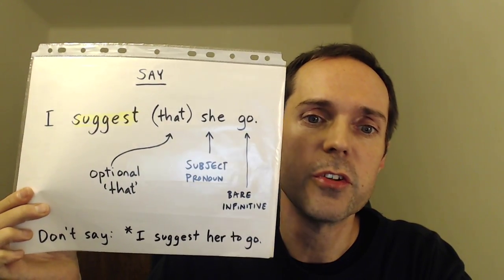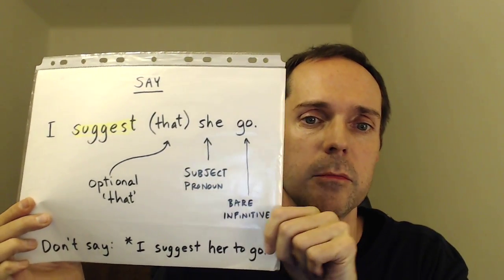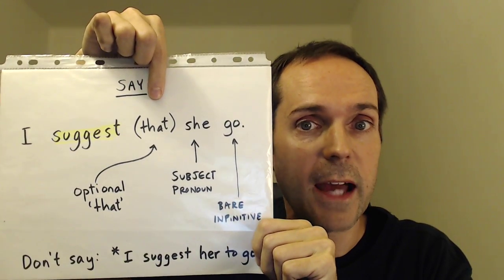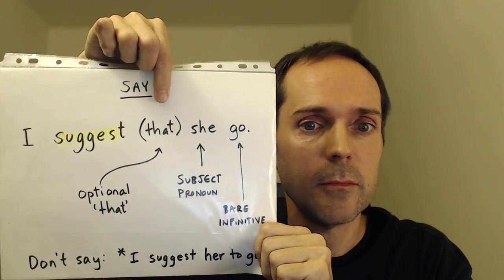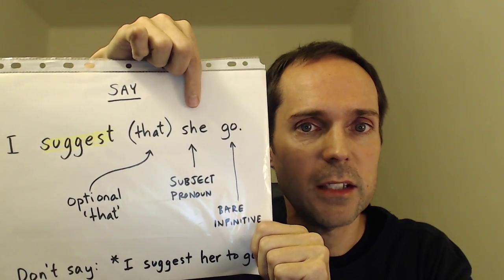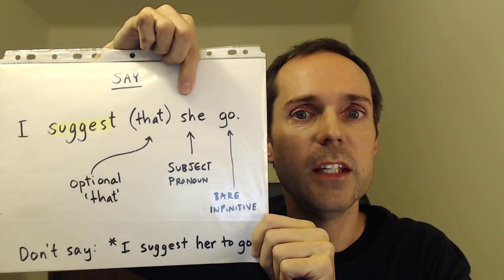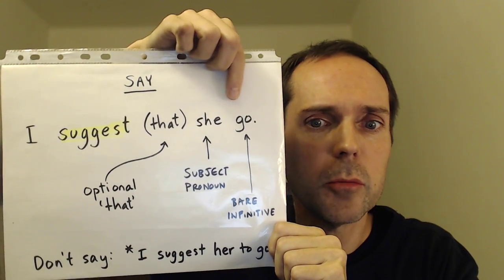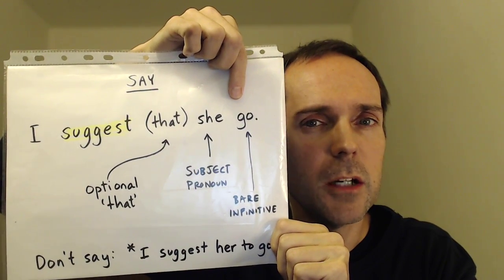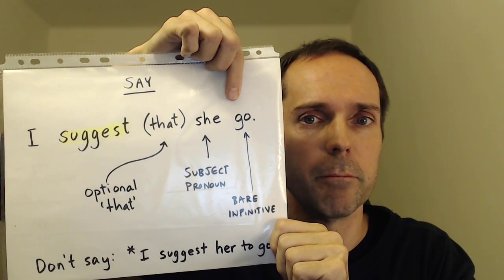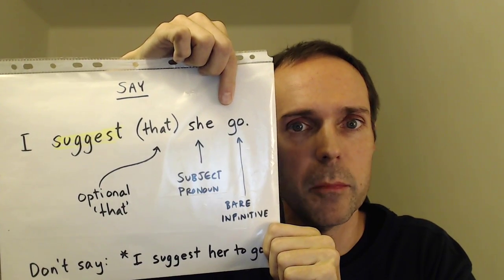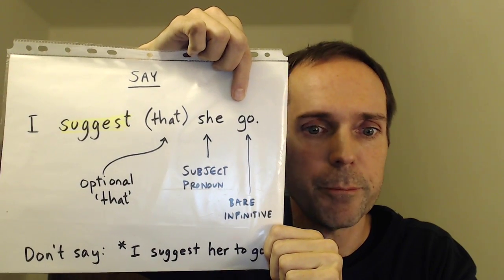Recall that the verb suggest uses a different pattern. We can use the word that. It's optional. The second subject, if it's a pronoun, uses the subject form, she, not her. And the verb, in American English, usually appears in the base form. So I say, she go, not the present form, she goes.